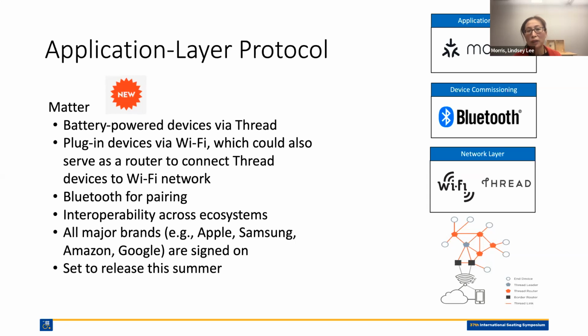Because all the major brands, like manufacturers Apple, Samsung, Amazon, Google, they all signed on for this Matter protocol standard. It's supposed to release this summer, but we're probably going to see some gradual change. Some products already have the Matter protocol built in, but it's very rare on the market at this moment. But down the road, maybe in the summer or towards Christmas time, we'll see more of these changes.